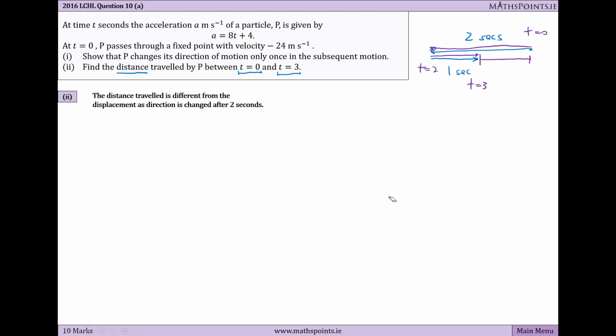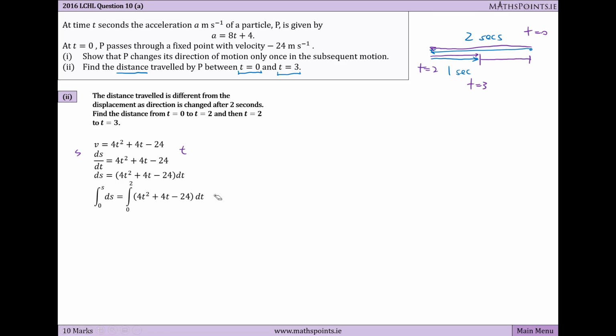So the first thing we're going to do is find a formula for this displacement. And the way that we're going to do that is we're going to use v equals 4t squared plus 4t minus 24, the formula we created on the previous page. I'm going to change v into ds/dt. And then I'm going to collect the s terms on the left and the t terms on the right to give me that ds is equal to (4t squared plus 4t minus 24) dt.